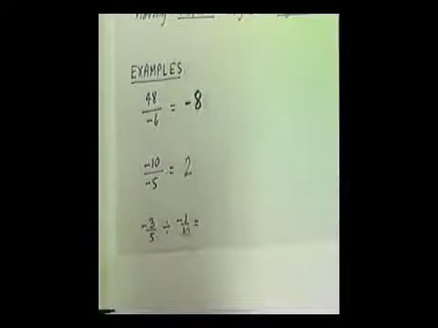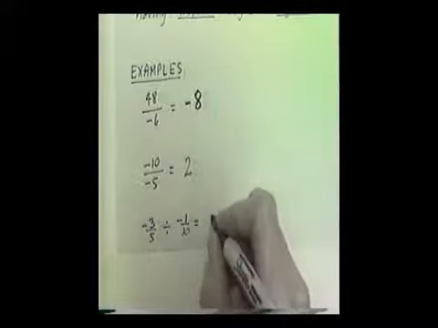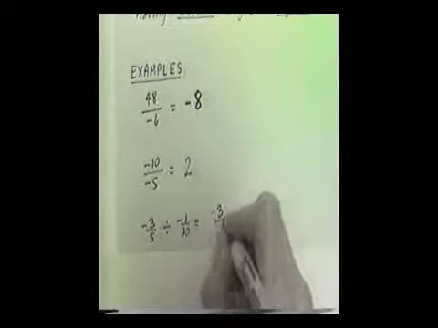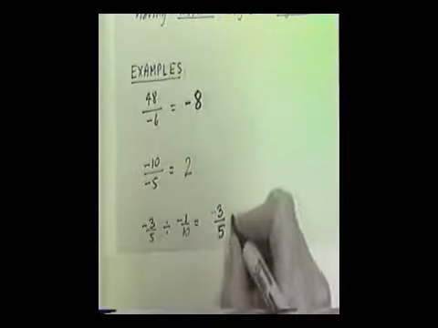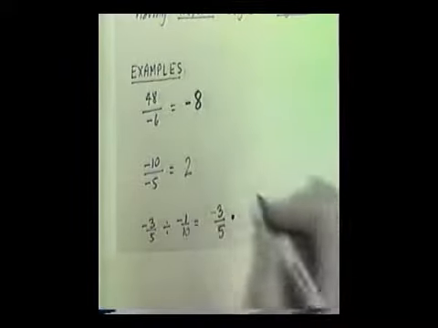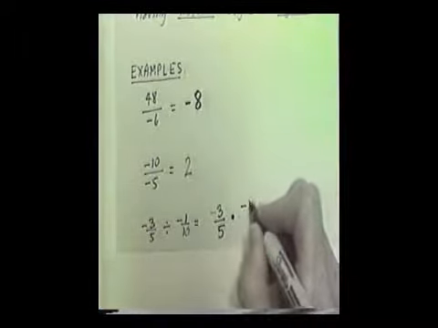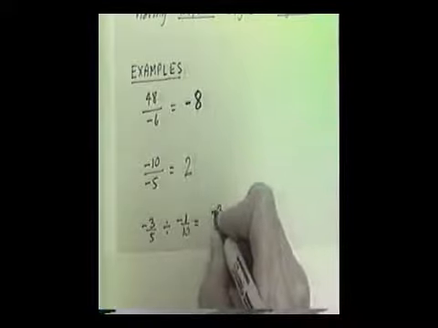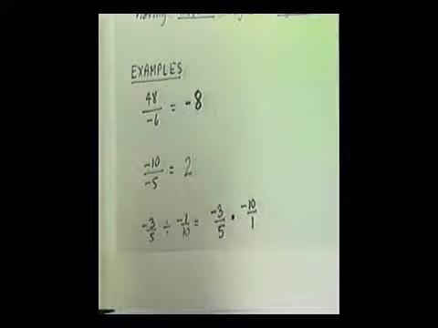Negative 3/5 divided by negative 1/10. Remember that to divide fractions, we leave the first number unchanged, change divide to multiply, and take the reciprocal of the second number. And so we write -3/5 times the reciprocal of -1/10, which is -10/1. Let me mention something here.